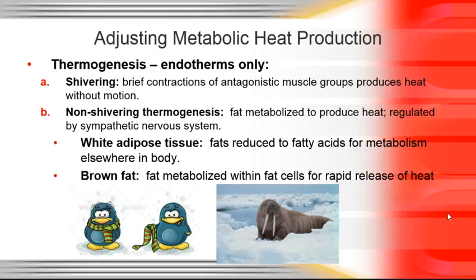Okay, and then the other one is when you're metabolizing fat. Okay, now white adipose tissue, there's white fat and brown fat. White fat is going to be used for metabolism just all over the body, but brown fat, actually, and this is what you're going to find in your big old, blubbery animals, is lots and lots of brown fat. This is what's metabolized for the rapid release of heat.